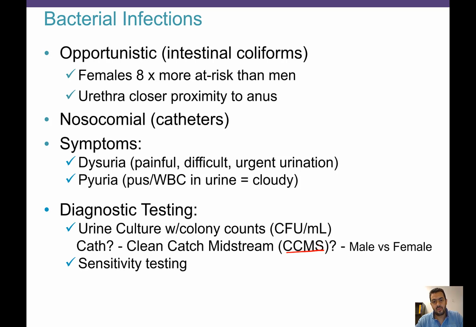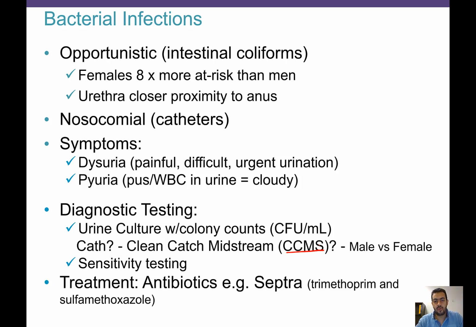Then you can also do some sensitivity testing in order to know which antibiotic your bacteria is sensitive to, and then treatment will follow. Usually we start with the combination of trimethoprim and sulfamethoxazole. Trimethoprim-sulfamethoxazole is available in the market under the name Spectra, for example, and some other trade names. These combinations usually give very good results in terms of eradicating the urinary tract bacterial infection.